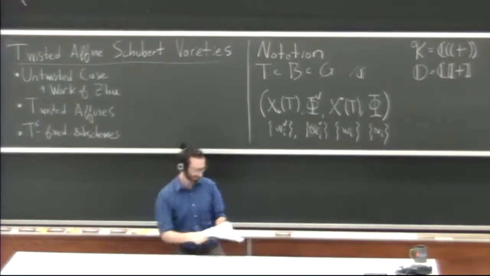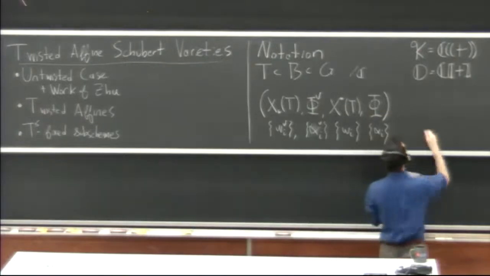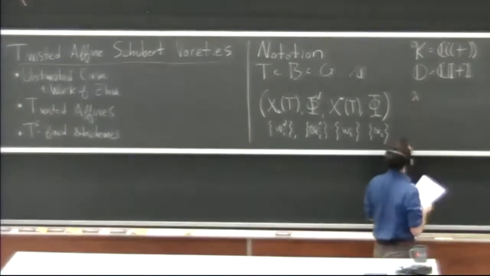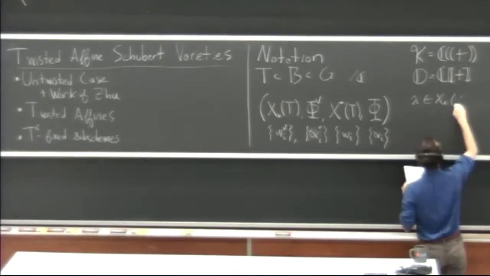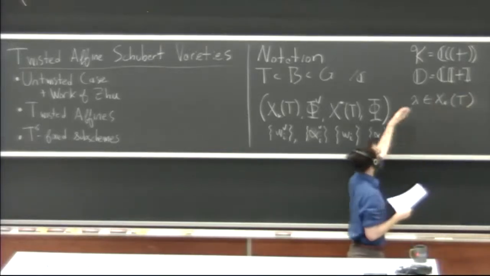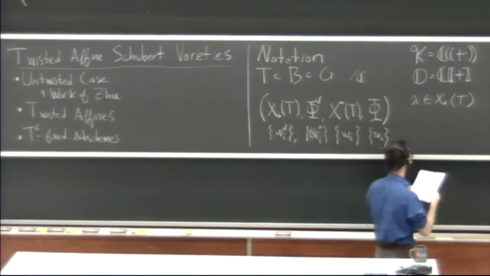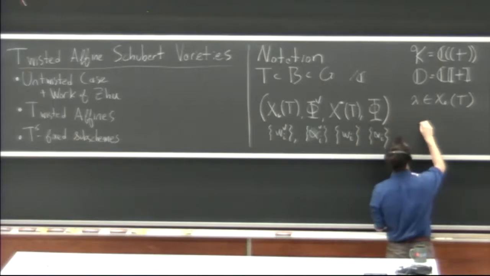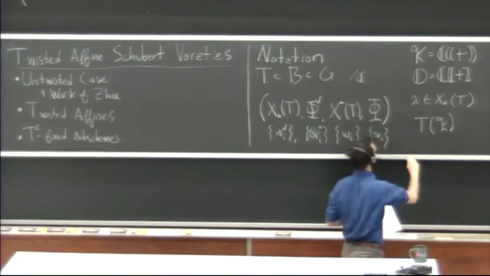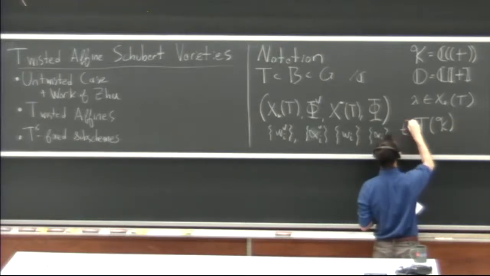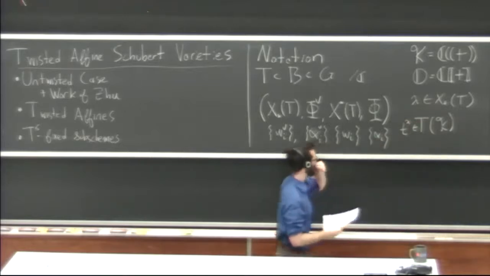For a given lambda, if lambda is a co-weight, then I naturally induce a point inside the K points of the torus, which is going to be called t to the lambda.